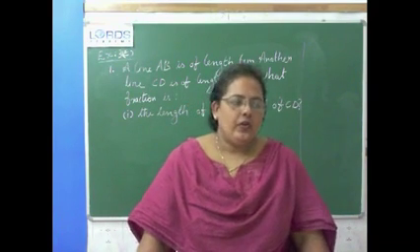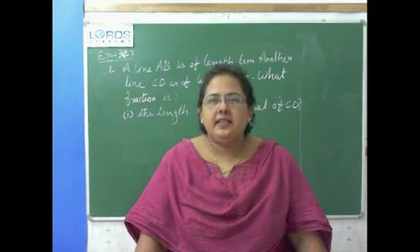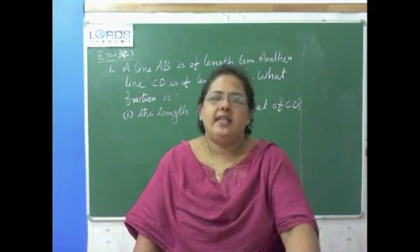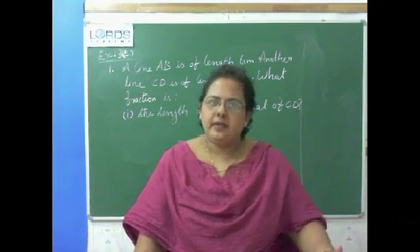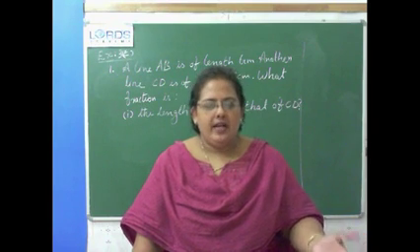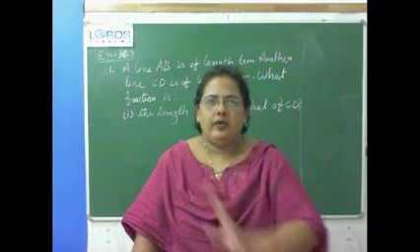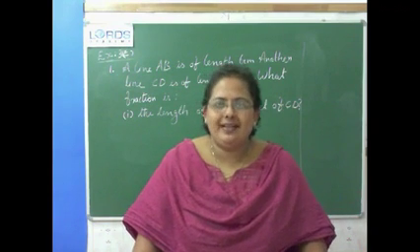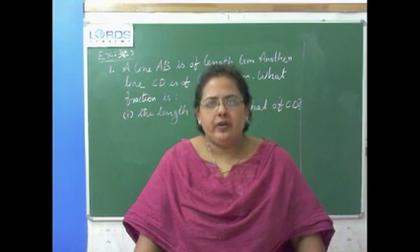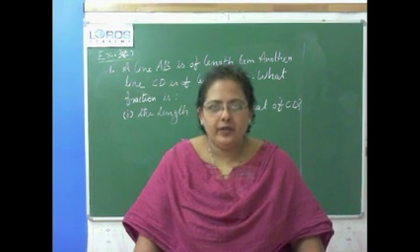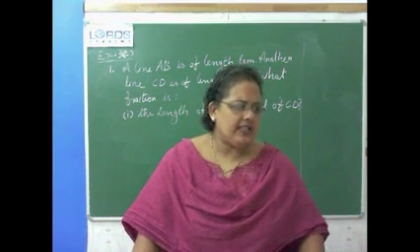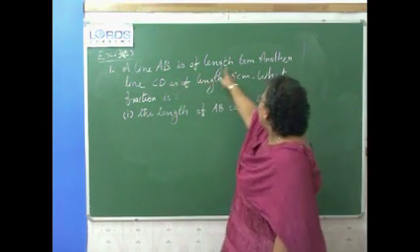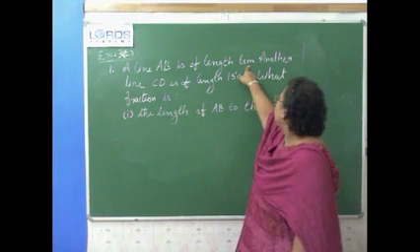Now we move on to exercise 3E. Here all are statement problems. Some are very simple, which you can do by yourself. Only the first problem I will do on the board. Next we will discuss all. I will discuss 2 or 3 problems here in the class and you have to do the rest from home as homework. The first question is that a line AB is of length 6 centimeters.